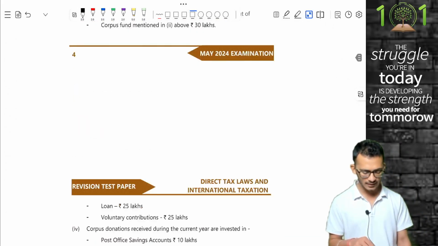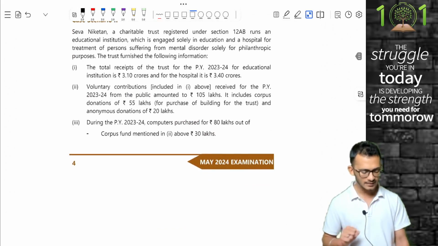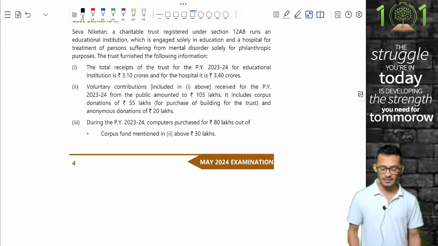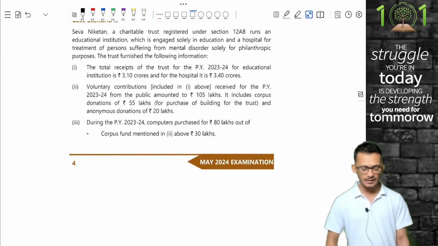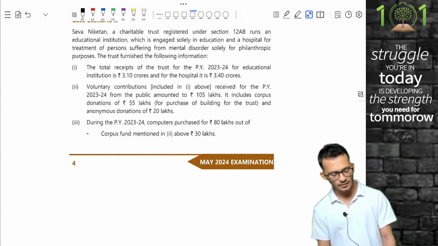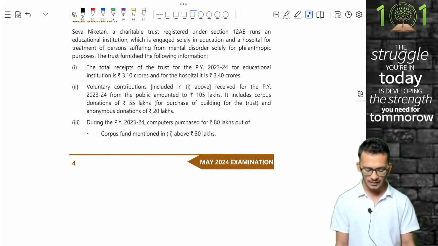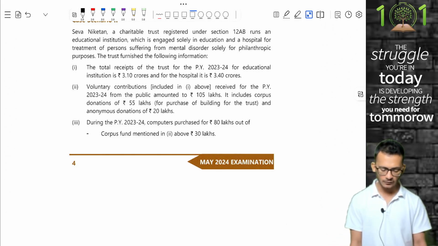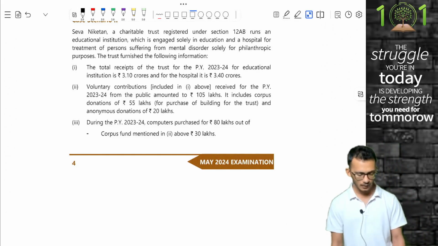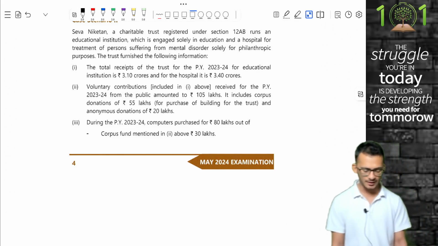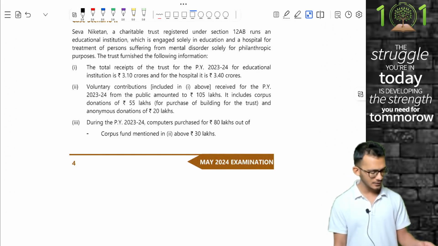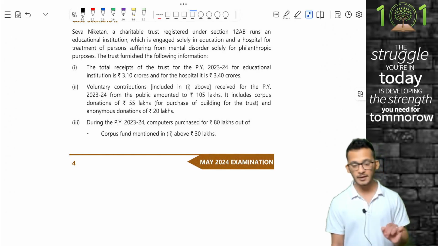Let's now read the case study and see what we understand. It says, Sevaniketan is a charitable trust registered under section 12AB, which runs an education institution engaged solely in education and a hospital for the treatment of persons suffering from mental disorder, solely for philanthropic purposes. The trust is furnishing the following information. The total receipts of the trust for the previous year 23-24 for the education institution are 3.1 crores and for the hospital 3.4 crores.